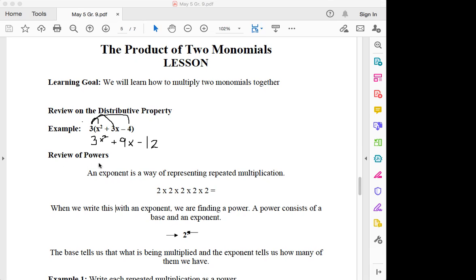So an exponent is a way of representing repeated multiplication, which I hope that everyone knows. So if we do 2 times 2 times 2 times 2 times 2, they want that in an exponent. So we would write this as an exponent. We are finding a power. A power consists of a base and an exponent. Your base would be the number that you're repeatedly multiplying. And then your exponent is how many times it's being repeated. So in this case, it's 5. So you would say it's 2 to the power of 5.